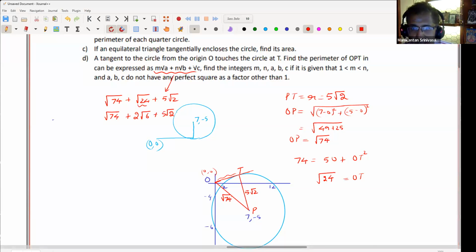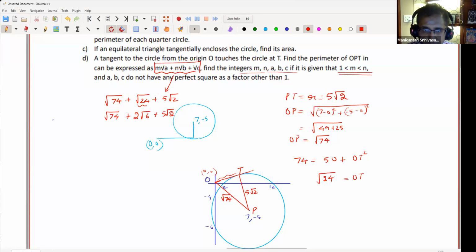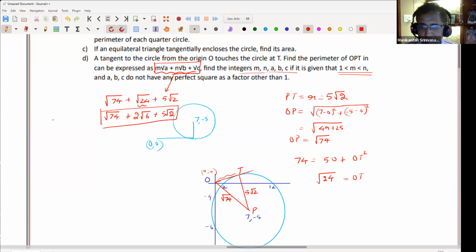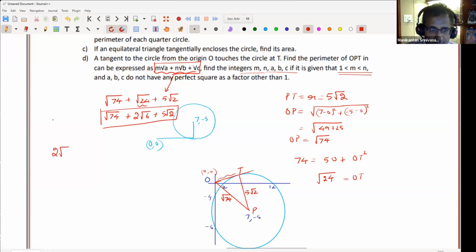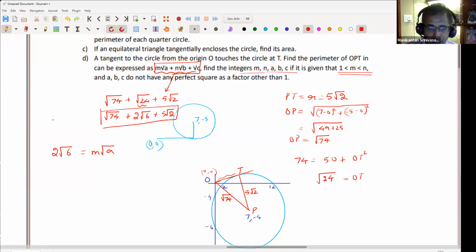Now, what is this part saying? Find the integers m and a, b, c if it's given that 1 less than m less than n. If I have to match this pattern with this pattern, I can see that if m has to be less than n, then 2√6 is my m root a, because m is given to be less than n. And then 5√2 is my n root b. And then root c is my root 74. So I've matched all the letters to the corresponding numbers. m is 2, n is 5, a is 6, b is 2, c is 74.